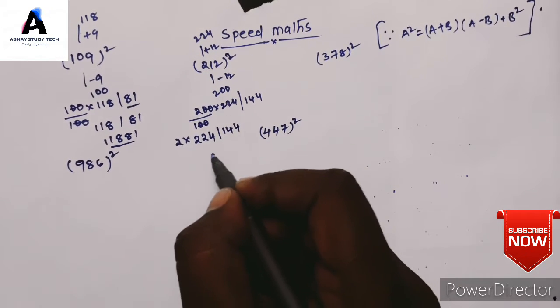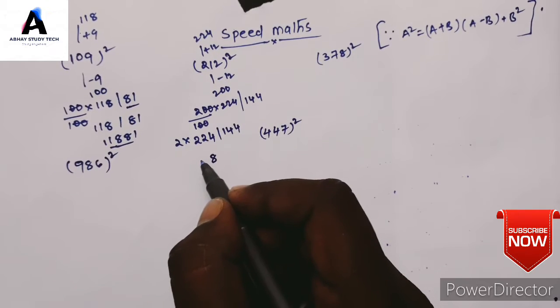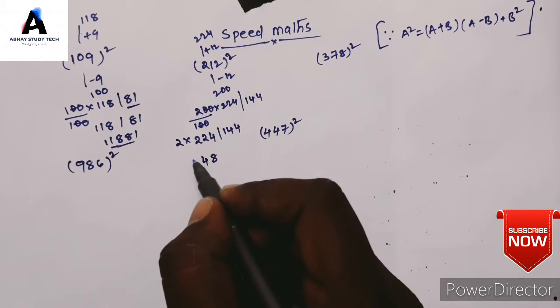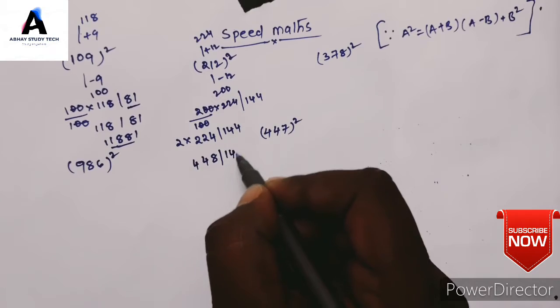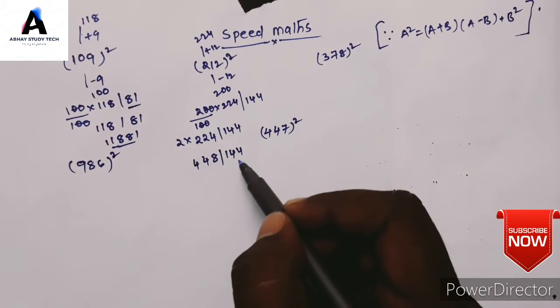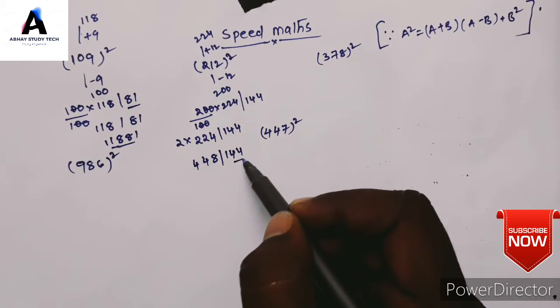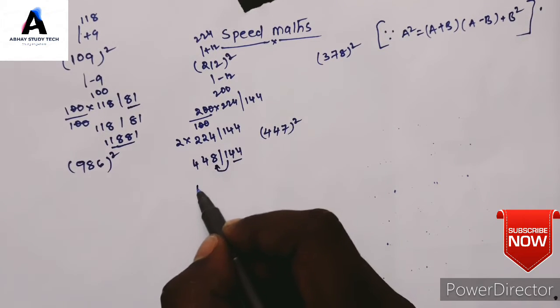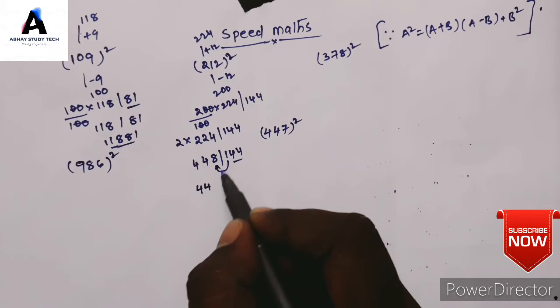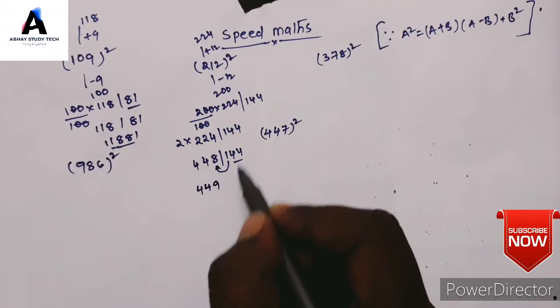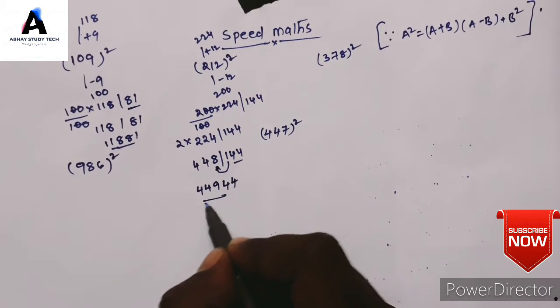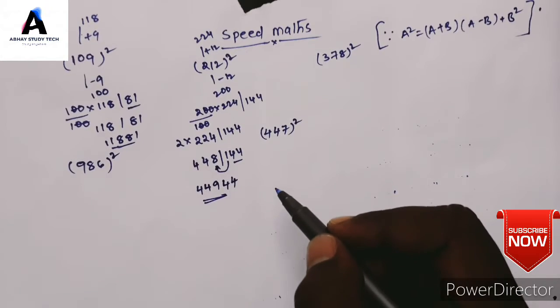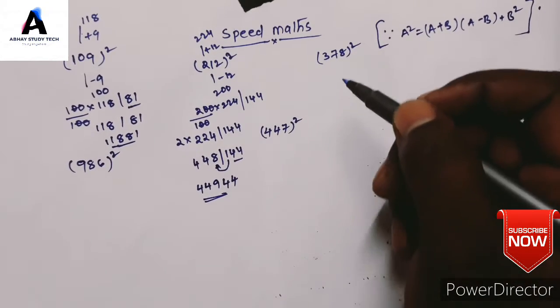2 into 4, 8. 2 into 2, 4. 2 into 2, 4. And 144. We are dividing by 100, so these two digits are the same. This one is carried to this number. 4, 4. 1 plus 8 is 9. These two digits are written the same. Answer is 44944. Next, 378.